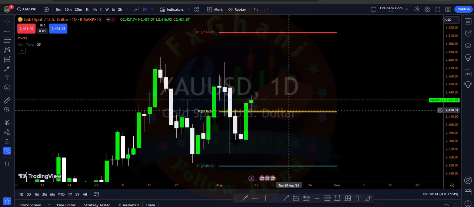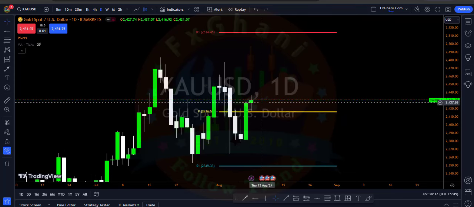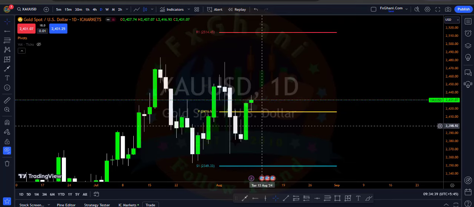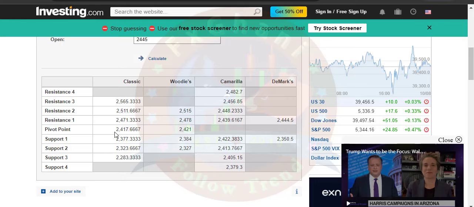So you can enter a buy and your stop loss is a little bit below the pivot price, 17 level. Okay, so you can place your stop loss at the 10 level. Okay, and take profit level is R1. So R1 price is 24.71 level.